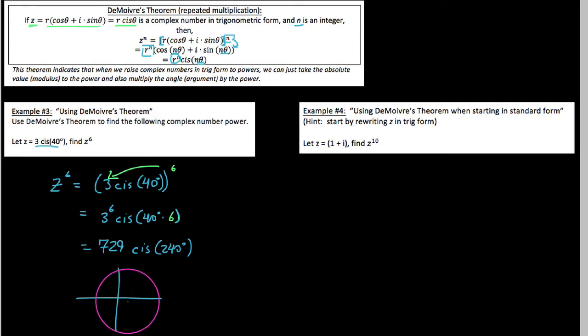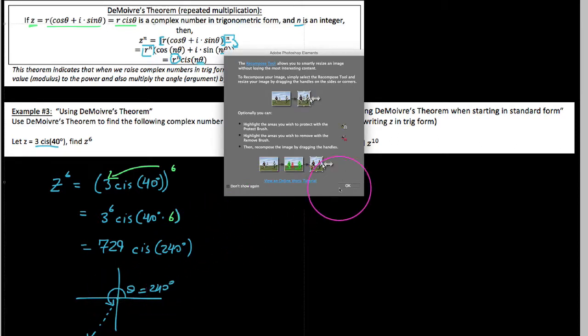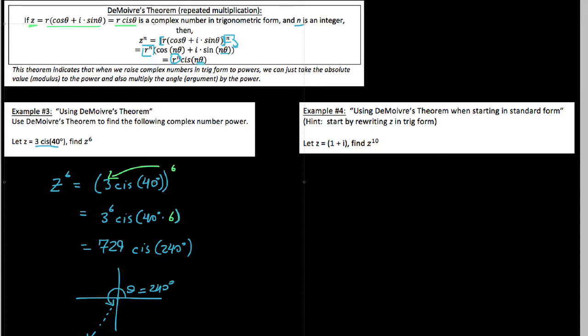If we had to sketch it out, all this is saying is that we're going in a 240 degree direction. This is the argument of our vector, so theta is 240 degrees. The r value would be 729, which is really far away from the origin, but essentially that would be our complex number right there. We can make our triangle out of it.